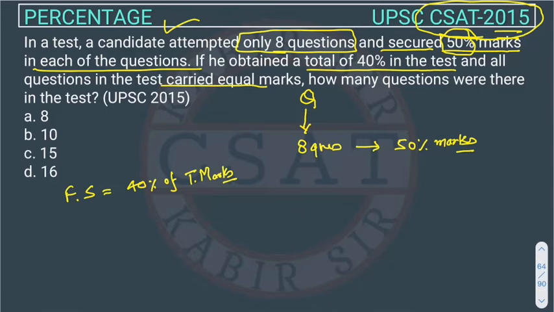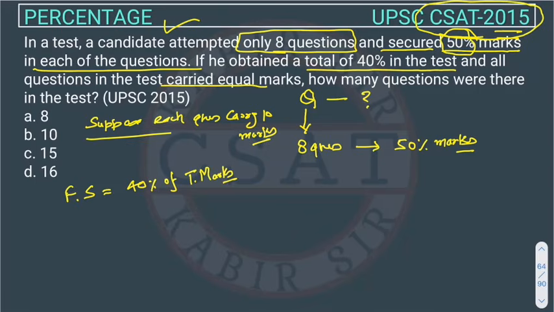And all the questions in the test carried equal marks. How many questions were there in the test? So we have to find out Q, and all questions carry equal marks. So suppose each question carries 10 marks. You can take anything here, the answer will remain the same. You can take 100 also, or you can take 1 also. This is given, each question carries equal marks, so I am taking 10.